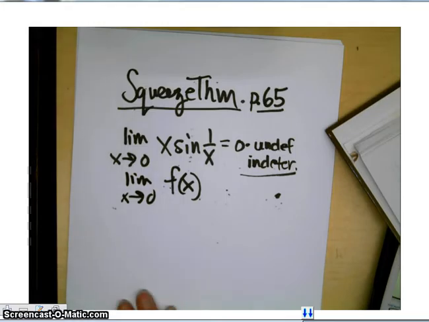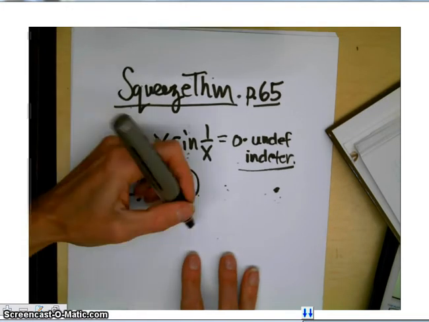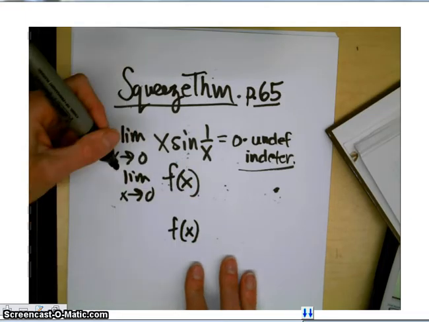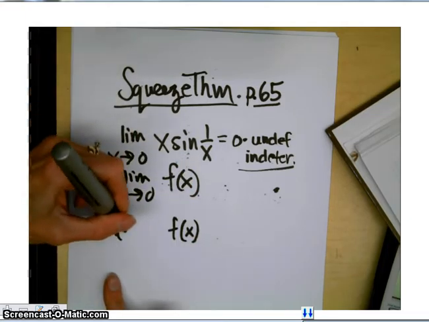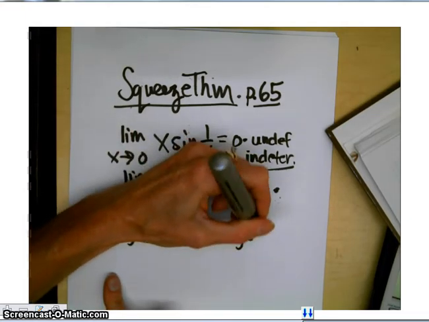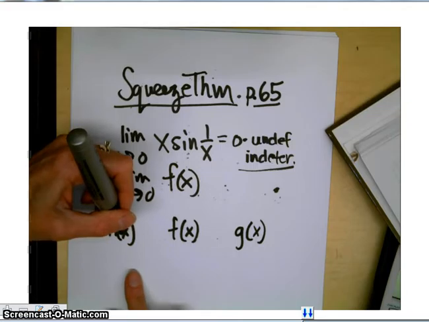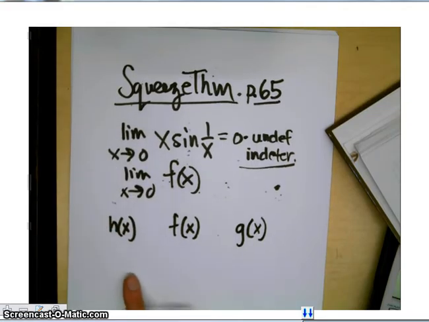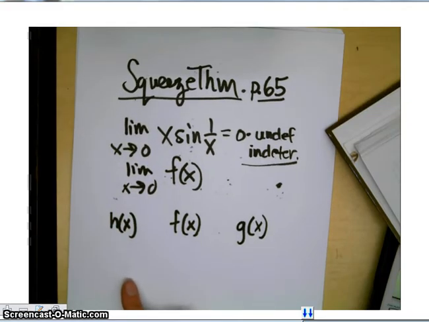So here's what we're going to do. We are going to squeeze this function, f of x, in between two other functions. We're going to call them h of x and g of x. And h of x and g of x are two other functions that you make up. Now the good news is that you don't have to make them up. They're actually given to you.